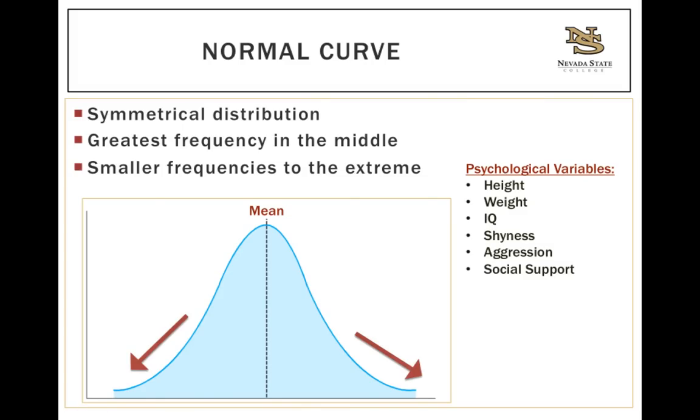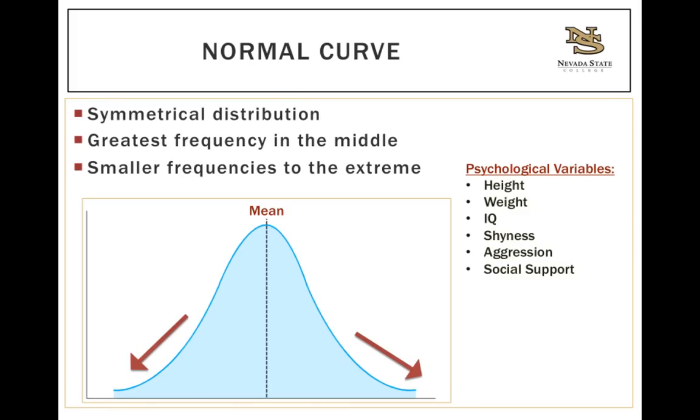So the variable of height falls on the normal curve, as do other things like weight, IQ, and other measures of intelligence, things like shyness, aggression, the feeling of social support that people have. It's very interesting and very useful for us as social scientists that many of these variables fall along this distribution. And when we create new variables or new scales, we try to make it so that it falls along this distribution because it's what allows us to conduct a lot of our analyses.